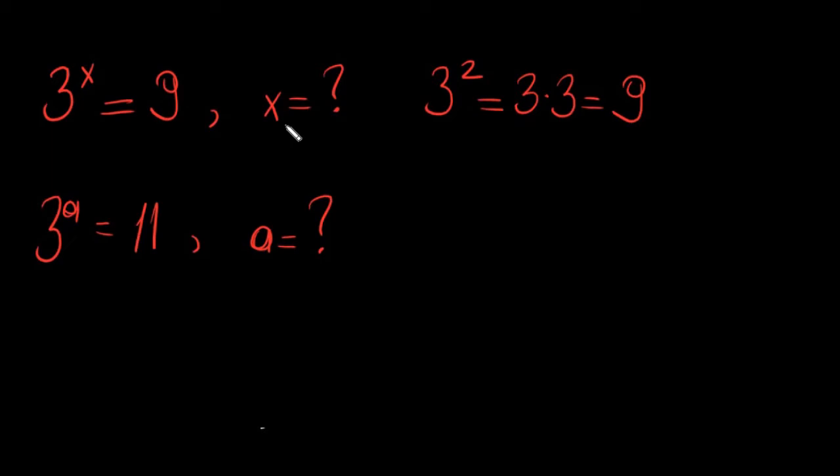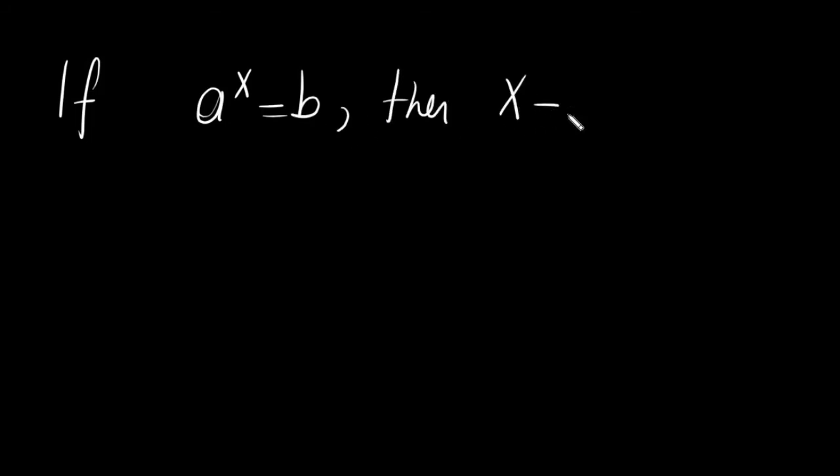So let's get started with the first and the most important property of logarithms. If a to the power of x is equal to b, then x equals log base a of b. This is the first thing you have to know about logarithms. When you have a to the power of x equals b, then x, which is the exponent, is going to be equal to the log base a of b. So it's so simple.